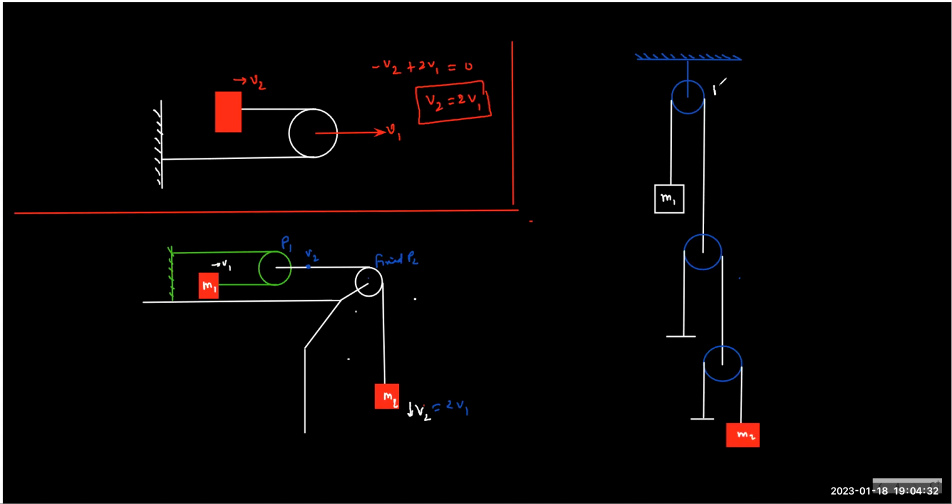So if I name the pulleys as P1, P2, P3, how many pulleys are movable and how many are fixed? Two movable, one fixed. So which two are movable? P2 and P3.